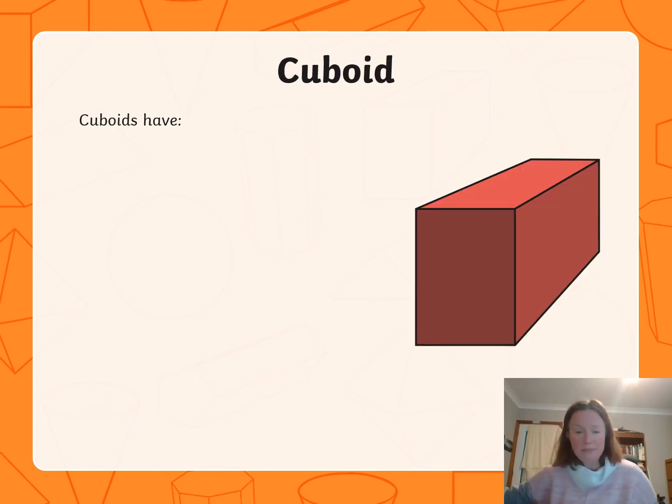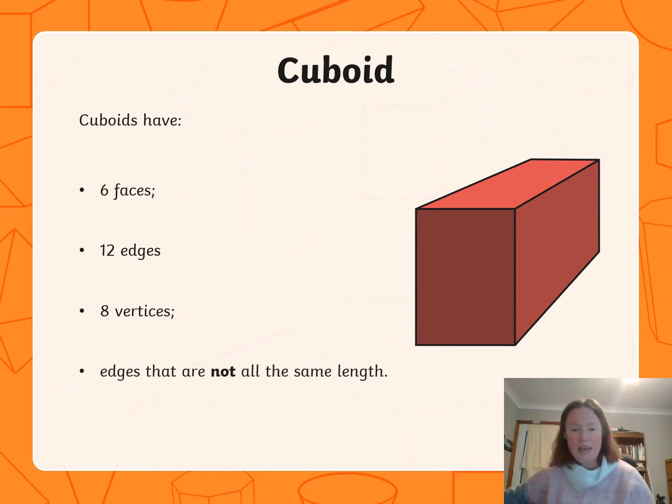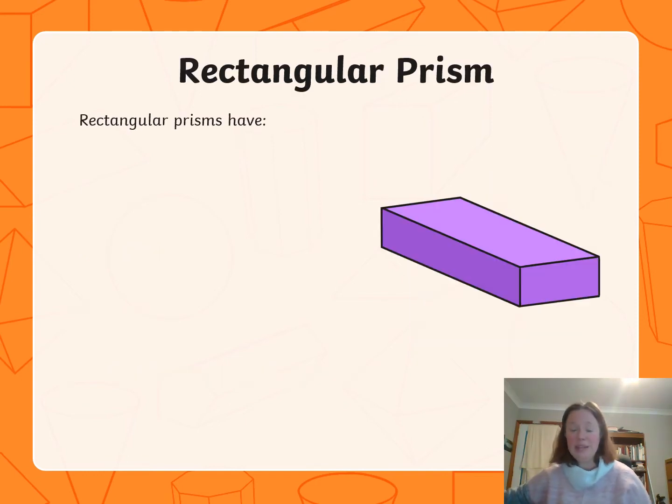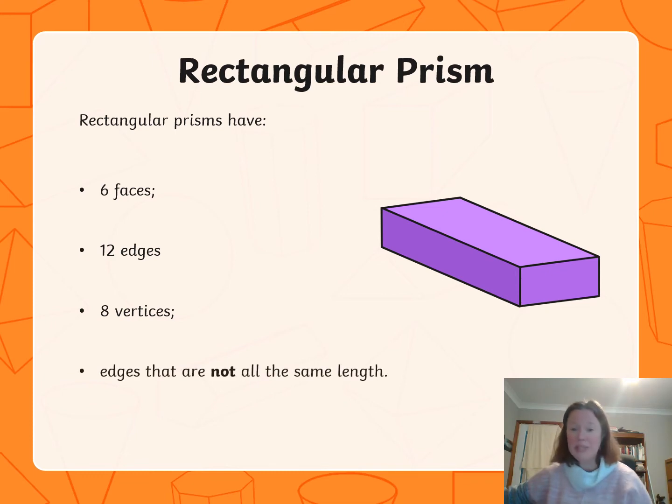Cuboids, similar to cubes in that they have 6 faces. Remember, they're the flat areas. 12 edges, they're the length that connects the vertices together. 8 vertices, 8 points in space. And the edges, however, are not all the same on a cuboid. Okay, a rectangular prism. Now, actually, rectangular prism is just a different word for a cuboid. Okay, so they also have 6 faces, they have 12 edges, they have 8 vertices, so exactly the same as a cuboid, and the edges are not all the same. Different word, same shape, same 3D shape.